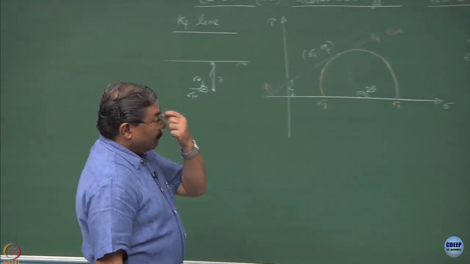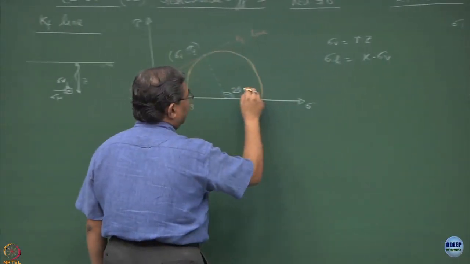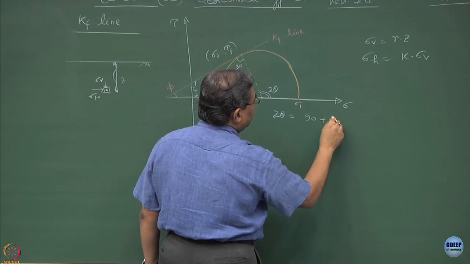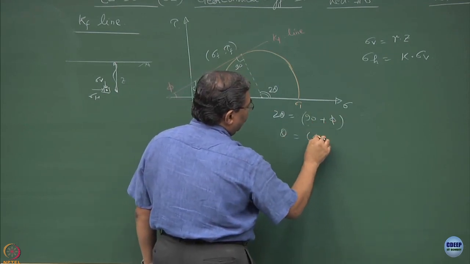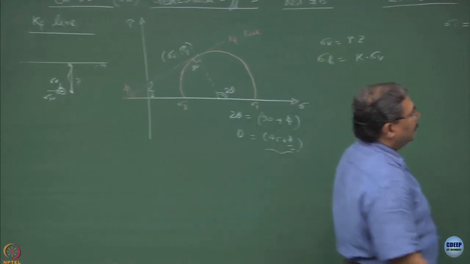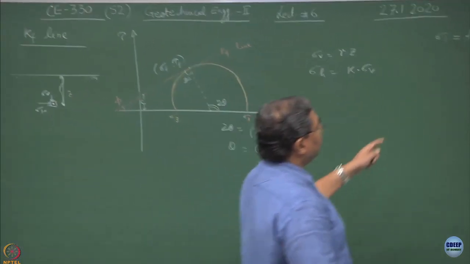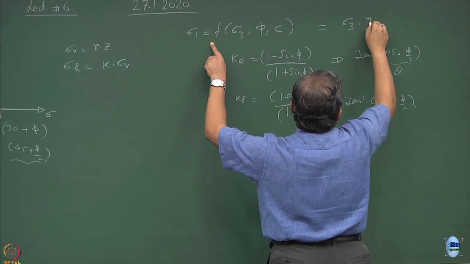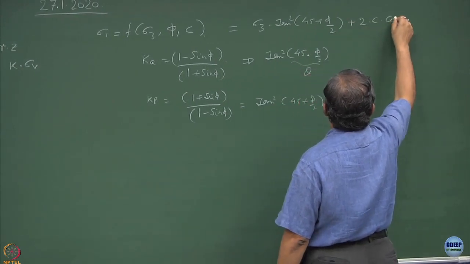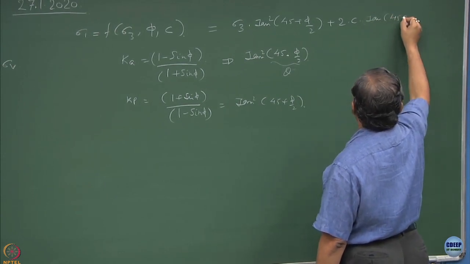Now, what you are realizing is that this is the angle alpha. So, if I say that 2 theta is equal to 90 degree plus phi, that means theta equals 45 plus phi by 2, and this is what I am denoting as alpha. So, let me replace alpha with the theta term. So, basically this function can be written as sigma 3 tan square 45 plus phi by 2 plus 2c tan 45 plus phi by 2.